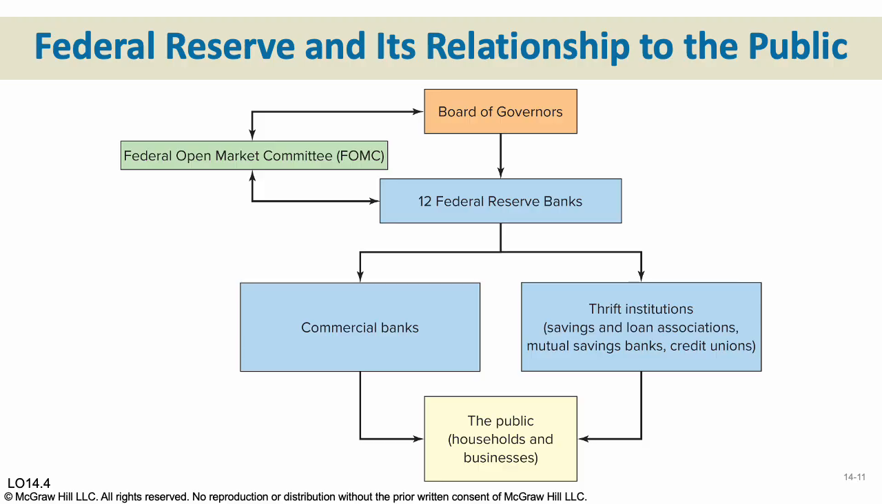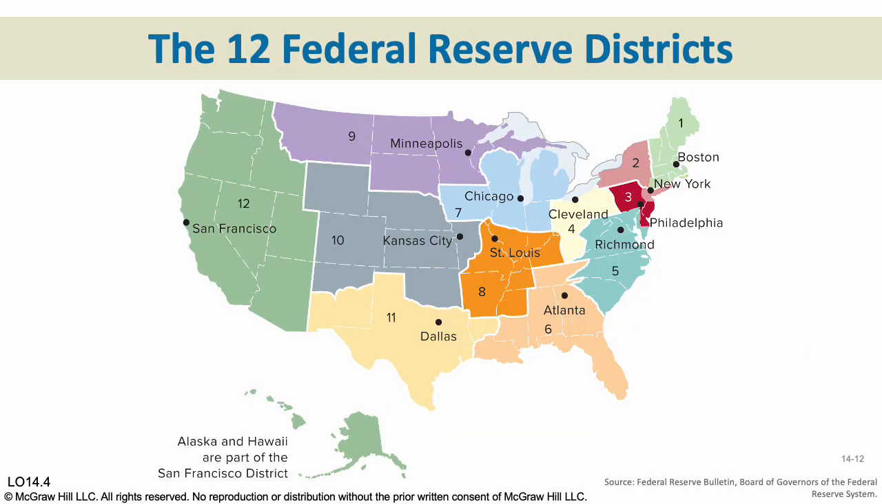So the Board of Governors controls the Fed. They have 12 Federal Reserve banks. The Open Market Committee sets interest rates. And the Federal Reserve banks serve commercial banks and things like savings and loans, mutual savings banks, and credit unions. And these banks here are the ones that you and I, the public, interact with. So we can't go to the Fed and borrow money or open a credit card from the New York Federal Reserve, but they keep the banking system running that we interact with. And here are the districts of the Federal Reserve spread throughout our country. Boston, New York, Philly, Richmond, Atlanta, Chicago, St. Louis, and so on and so forth. We have 12 districts.